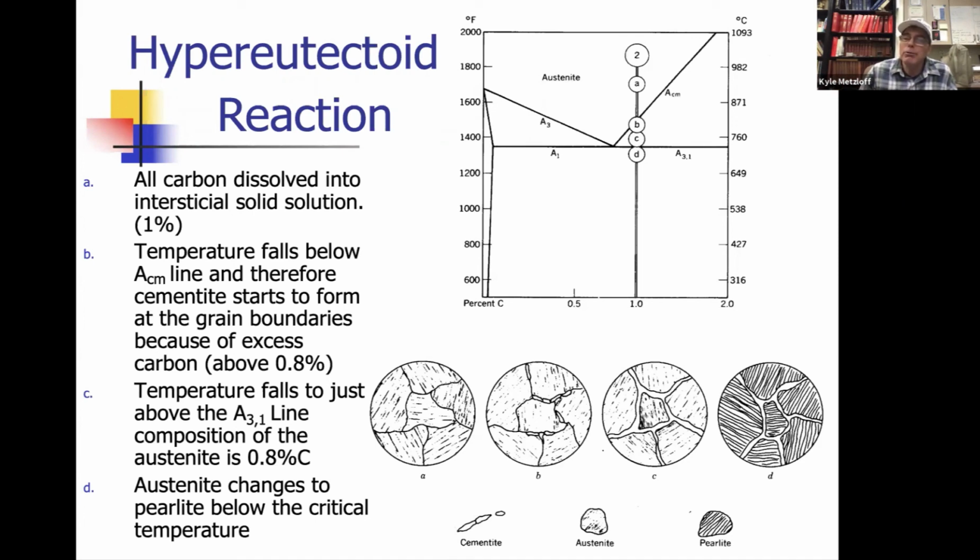It'll dull your tools pretty quickly. So this one, why is this happening? It's because in order to get down to 0.8%, we have to dump off a bunch of carbon. It forms iron carbide, grabs some iron atoms, Fe3C, and makes extra carbide on the grain boundaries.